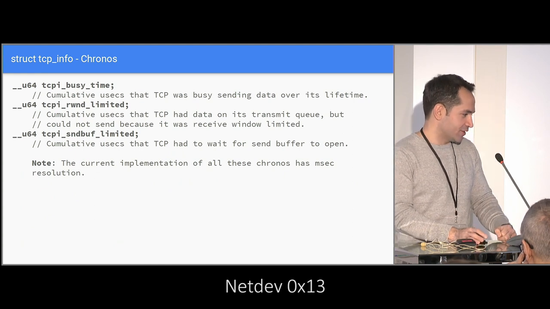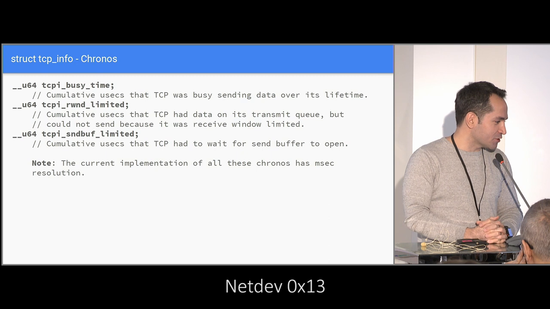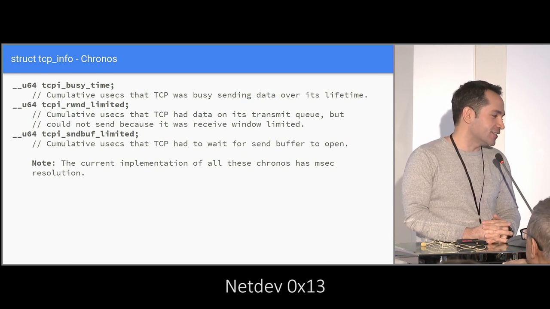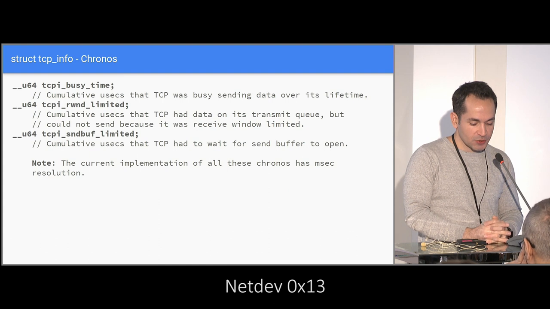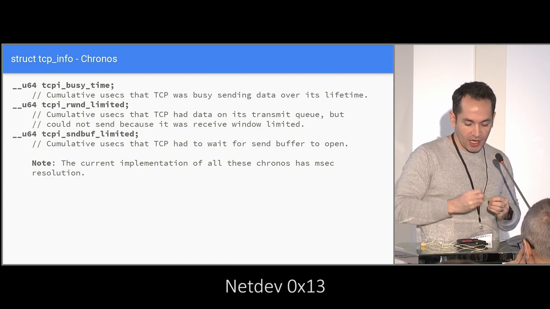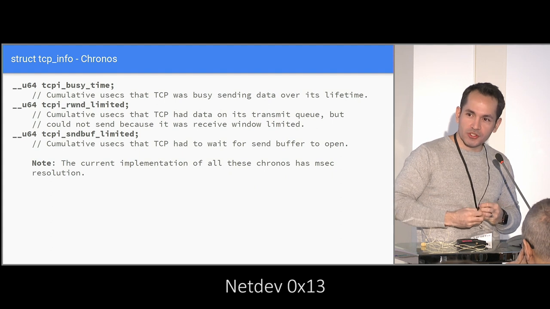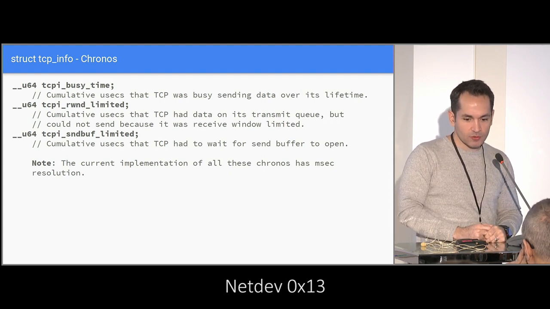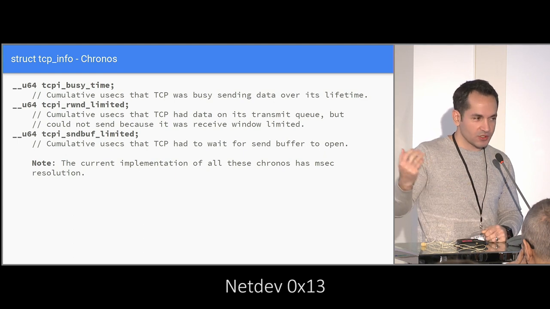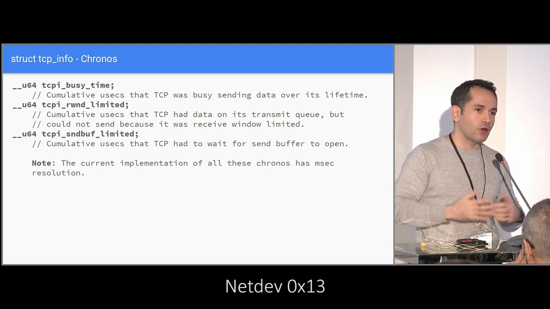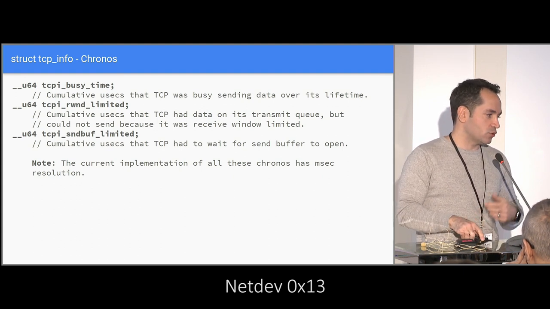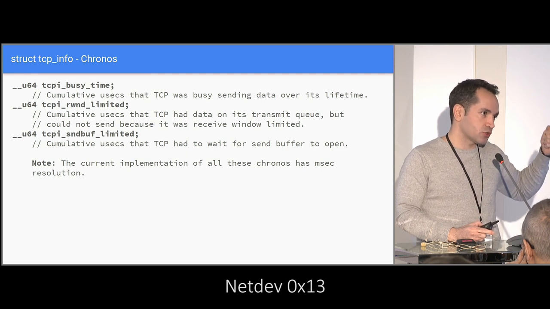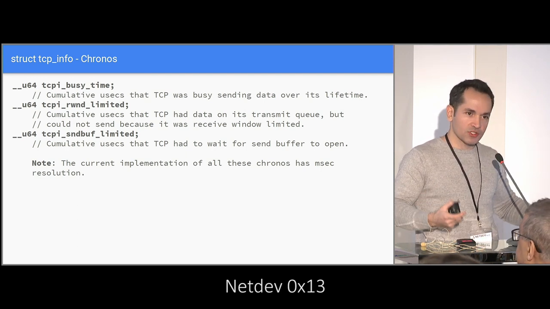So the chronos. I've been asked to explain this in more detail because we added this to the kernel. It was one of our interns who added this. This is basically to measure how long TCP was in a particular state. It was very useful for us because people can open TCP connections and not use them for a long time, or for some weird reason, TCP couldn't actually send anything. So we wanted to create a chrono that captures the time TCP spends doing something.